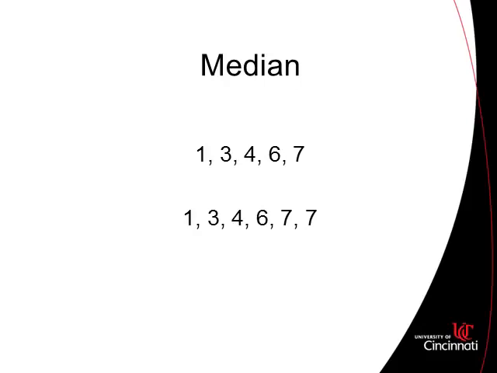For the bottom data set, you can see there's an even number, so there's not a middle value. So what we would do with an even number is find the 2 middle scores. It looks like 4 and 6 are our 2 middle scores, and we would average them. So you would add them together and divide by 2. 4 plus 6 is 10, divided by 2 is 5. So the median of the second data set would be 5.